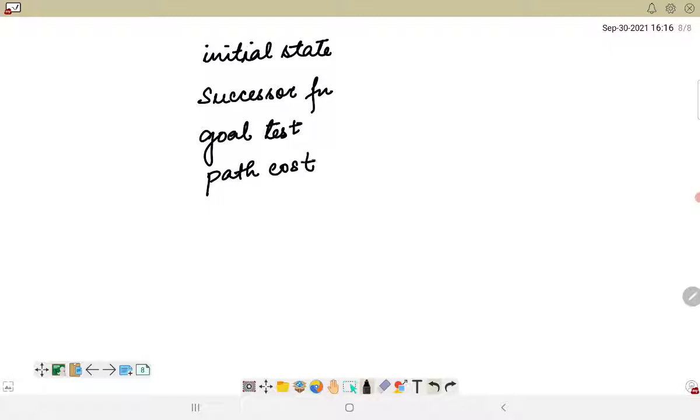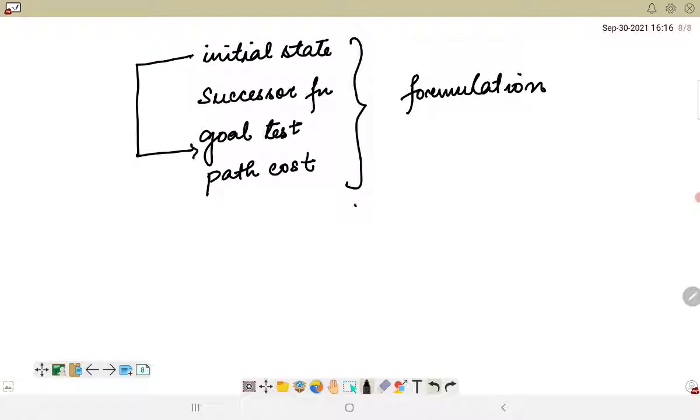To find the solution to a problem, initially this formulation needs to be done. And how do we find the solution? We have to find the path from the initial state to the goal test or goal state, and consider the path cost in between. The successor function, of course, will always be a part of it. So finding a solution to a problem is mapping the initial state to the goal state, keeping in consideration the various types of path costs involved.